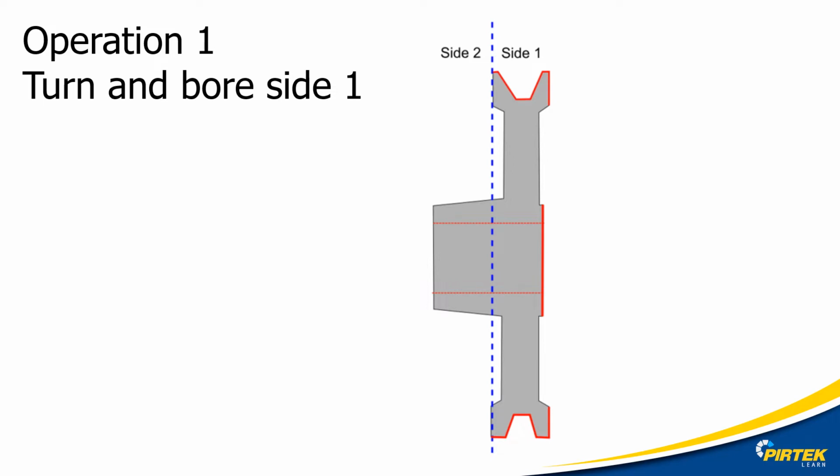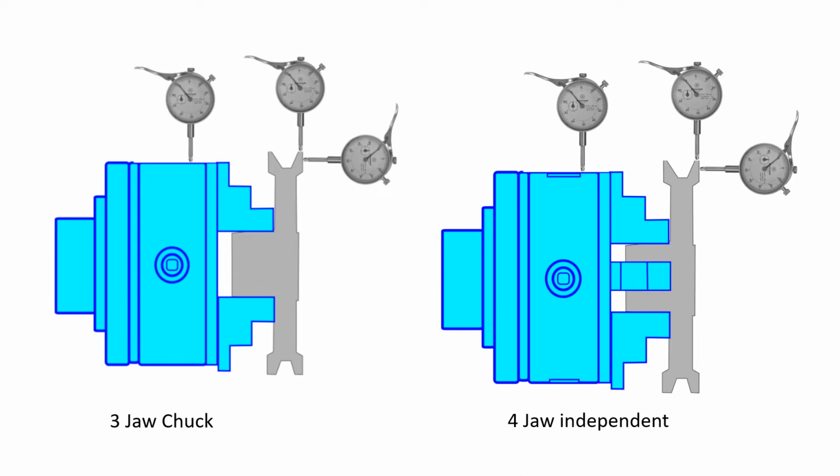Operation 1. Turn and bore side 1. I am clamping off a rough casting. It may take a few repositioning attempts to get the casting running reasonably true. If I can't get the casting running reasonably true, I might have to use a 4-jaw independent chuck.